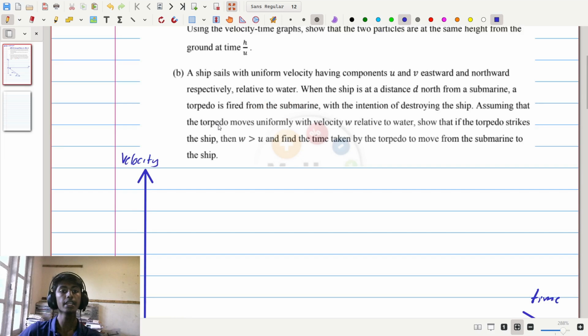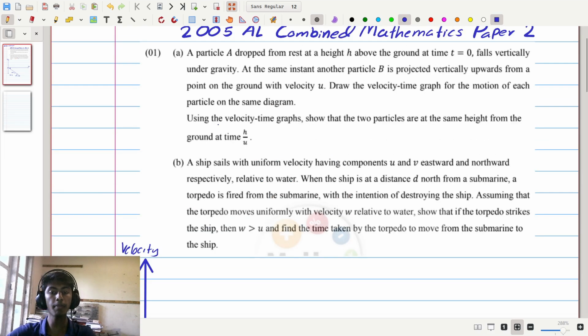Now similarly, if we consider the other particle, it is projected vertically upwards from a point on the ground with a velocity u. So the particle is pointed upward and has that vertical velocity of u at the start. However, as this particle goes up, it's eventually going to stop and turn around and start falling down due to the fact that it's still under the influence of gravity, and therefore this particle is going to experience a downward acceleration of g. So the initial velocity u is positive since it's in the upward direction, but the acceleration g is negative since it's downward.